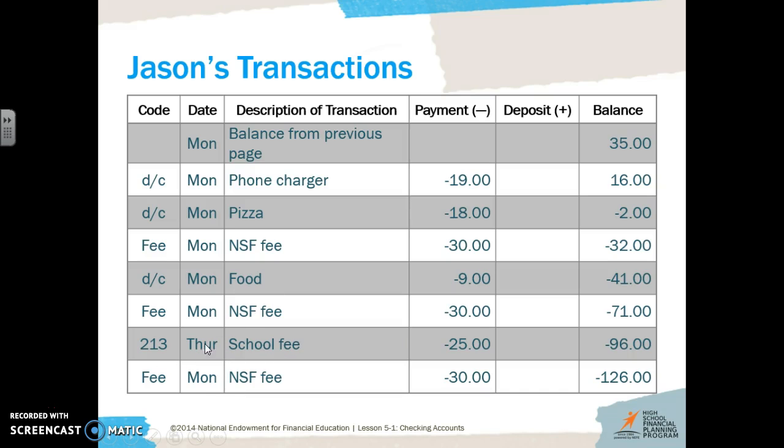Monday. And on Monday, again, there was a no sufficient fund fee, and Jason had another $30 fee that he had to pay to the bank. So that's a total of $90 in fees that he had to pay to the bank, plus the $2, the $9, and the $25 that he didn't have the money for. So now he owes $126 to the bank. You can see how quickly all of this adds up.